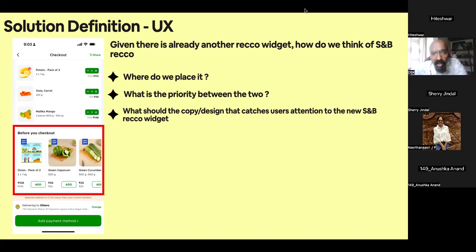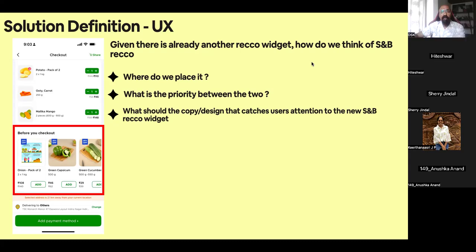All right. Shivam is saying placement, probably we should see where it is fitting into the user journey. Payal is saying usage of existing widgets. Sabrish is asking why the first widget was built. Well, the first widget was built for cross-selling, again an AOV construct in the first place. So that's the reason why it exists. Now the question is, given that this widget exists, how do we figure out where this new widget should come in? So Hiteshwar and Payal are on the right track here.